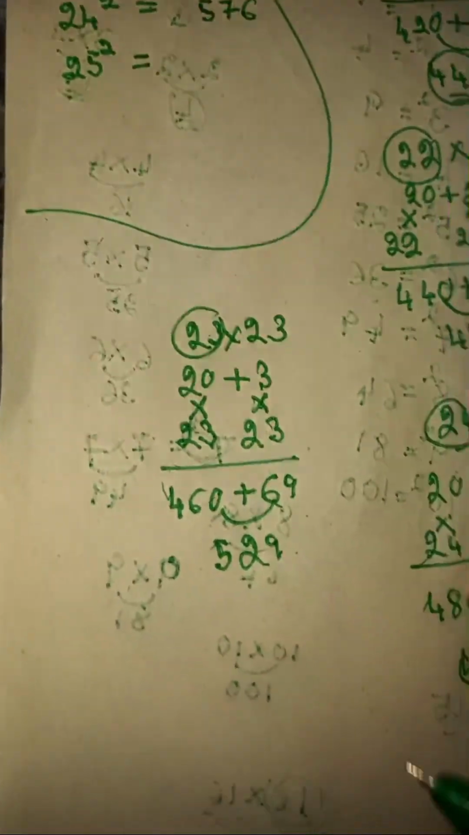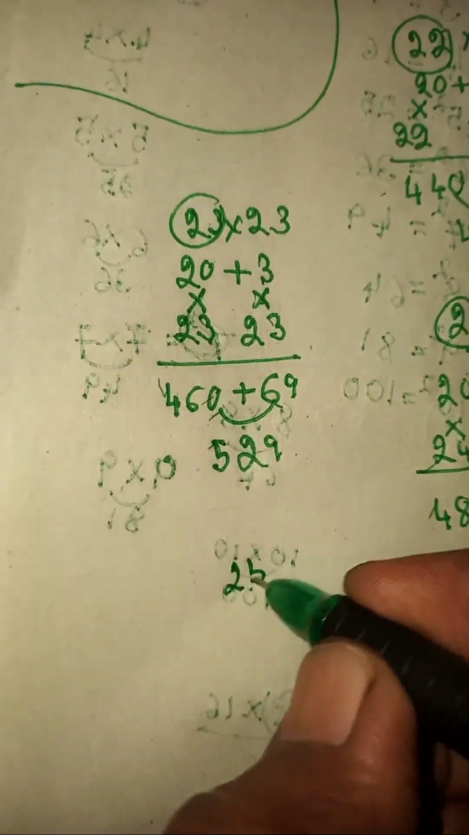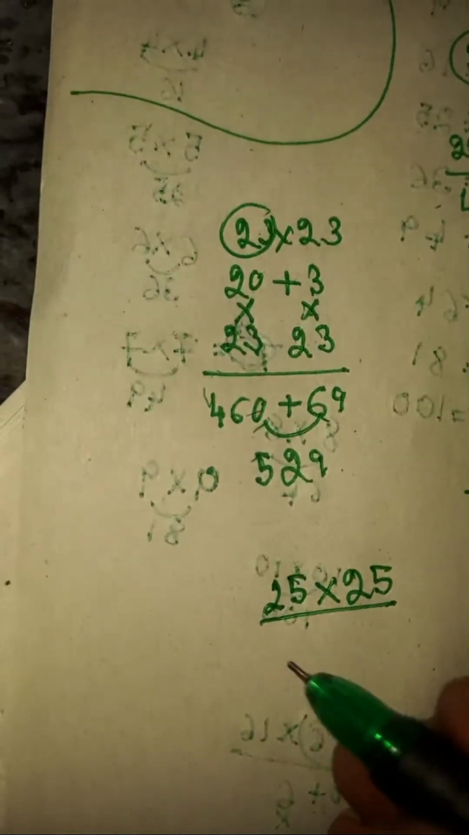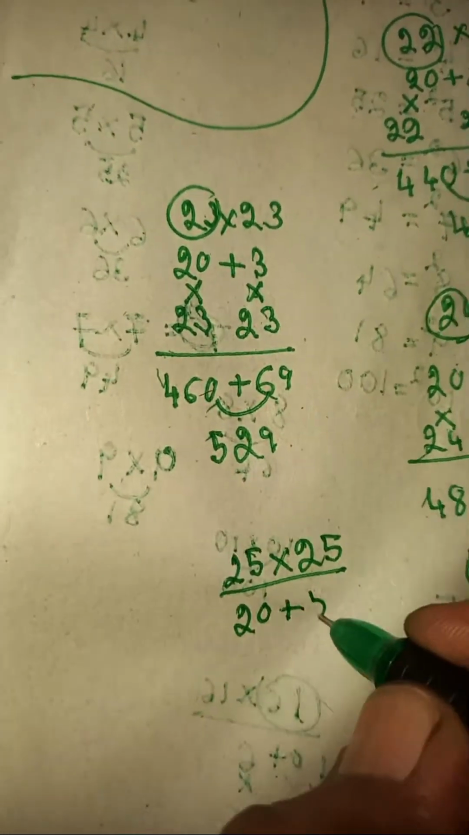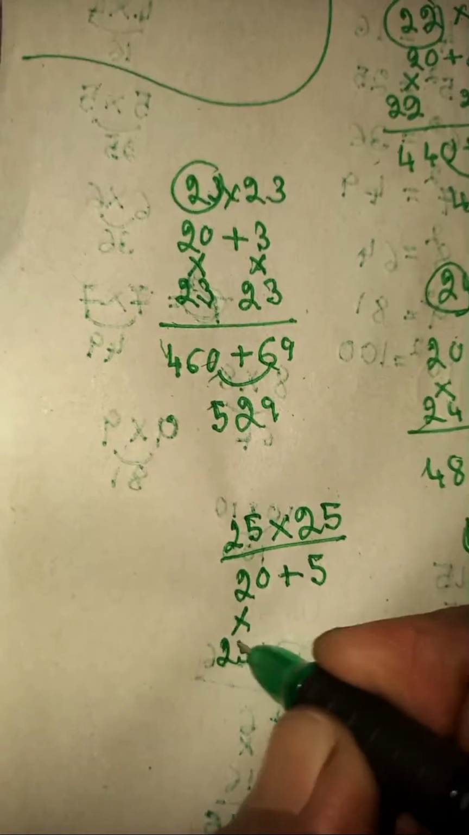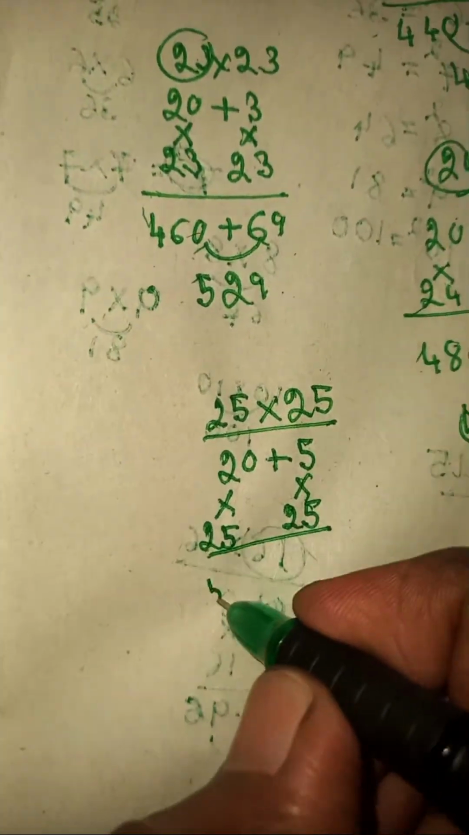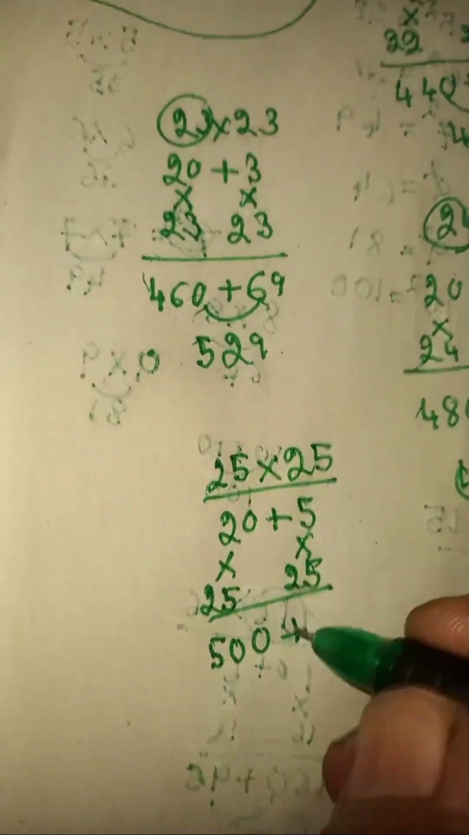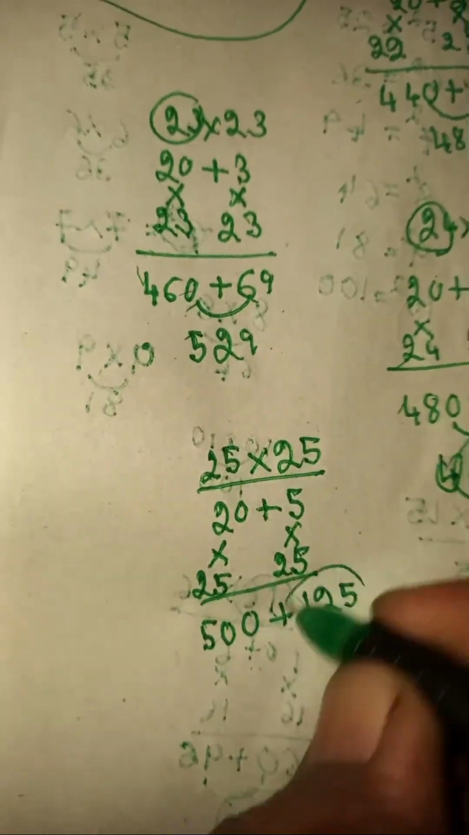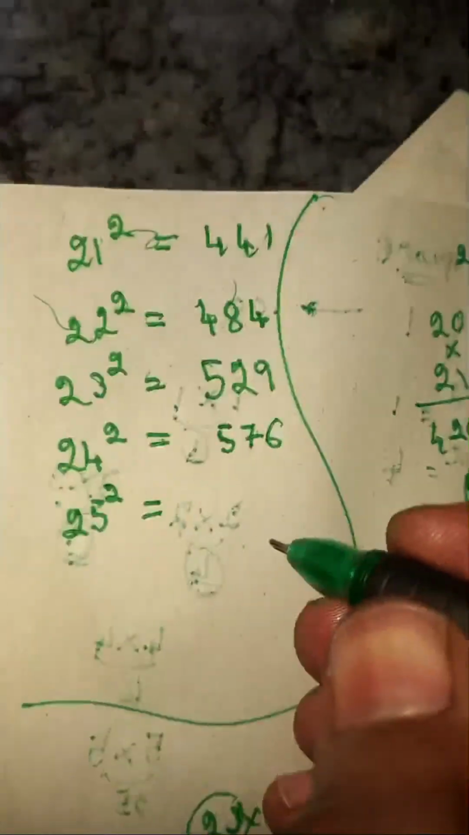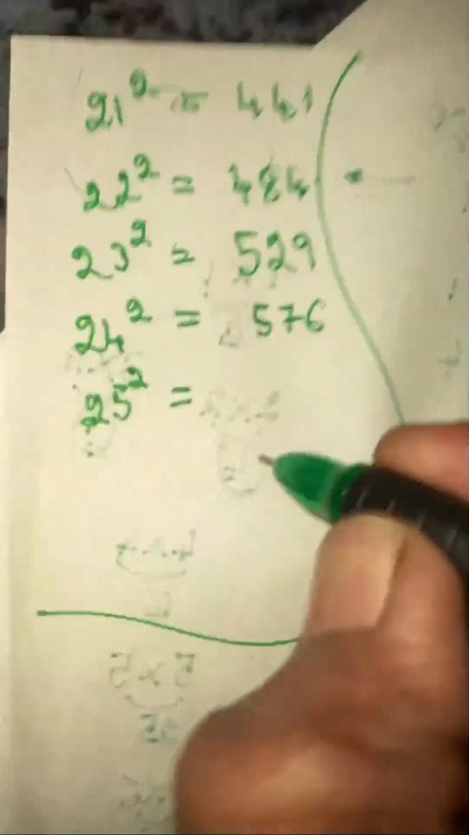Now 25 square, you can write 25 times 25. You can split this as 20 plus 5. Here also multiply with 25, and here also multiply with 25. 25 times 2 is 50, so it is 500, plus 25 times 5 is 125. When you add it becomes 625. So this complete number is going to become 625.